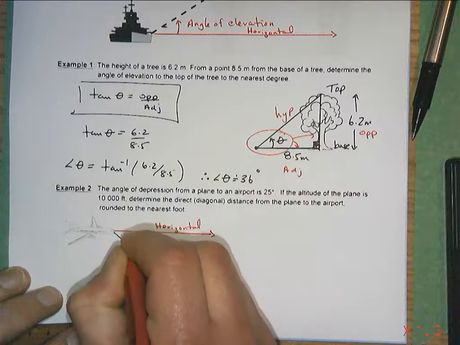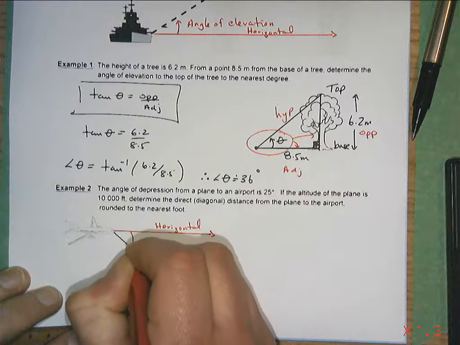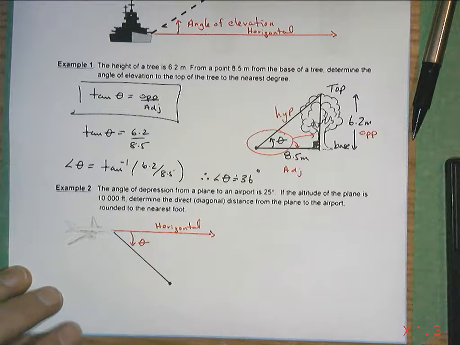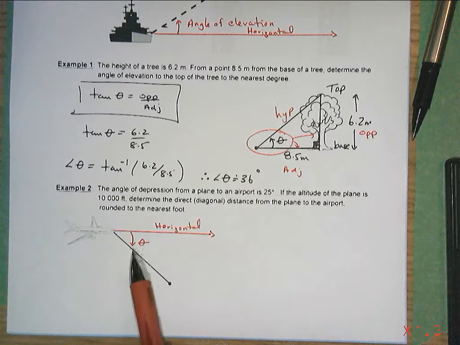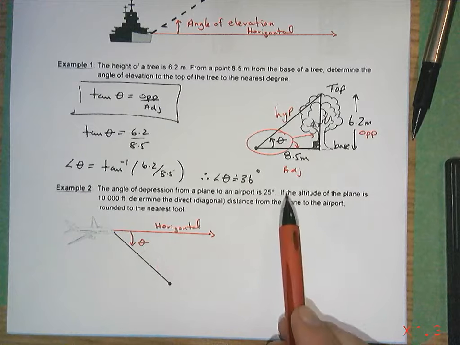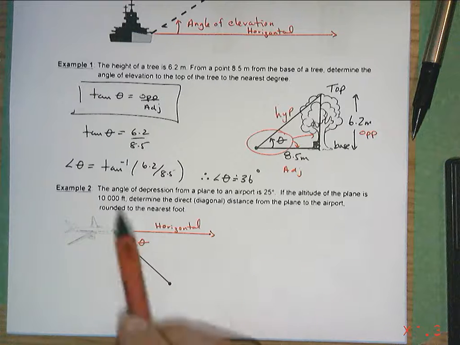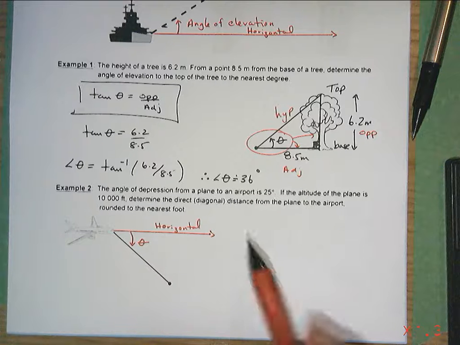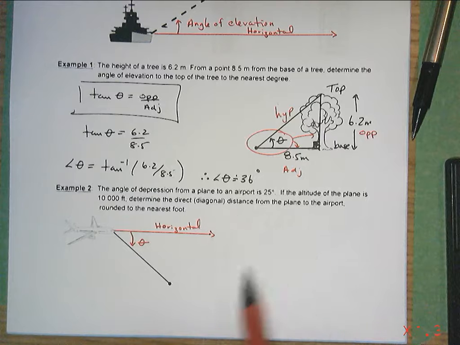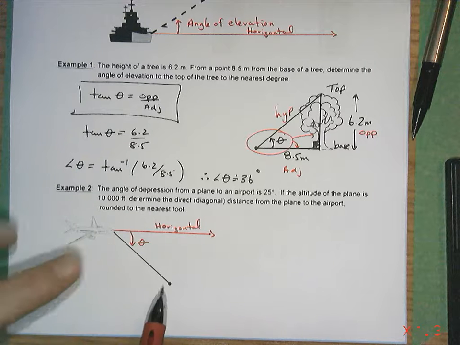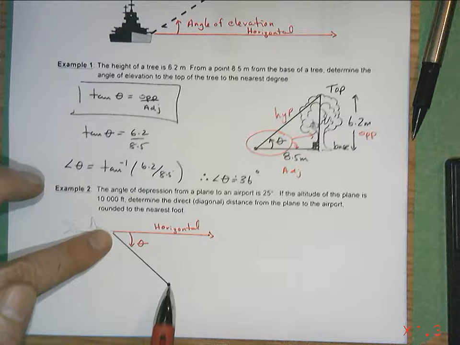And the angle of depression is going to be here. So, there's where my angle, there is my angle of depression. If the altitude of the plane is 10,000 feet, determine the direct diagonal distance from the plane to the airport, rounded to the nearest foot. So this is the distance they want to know.